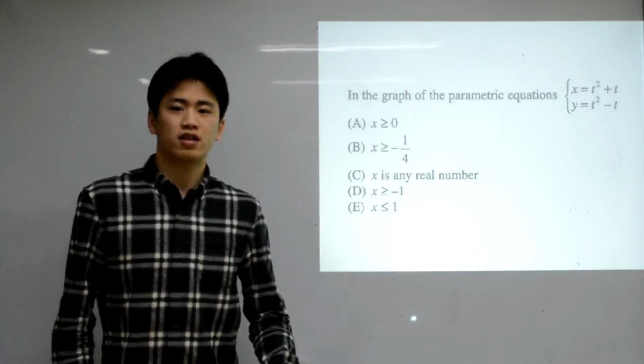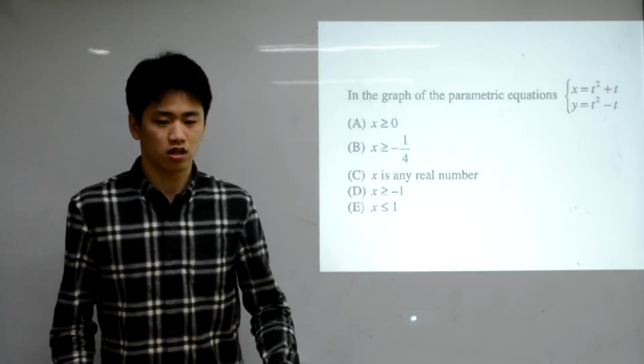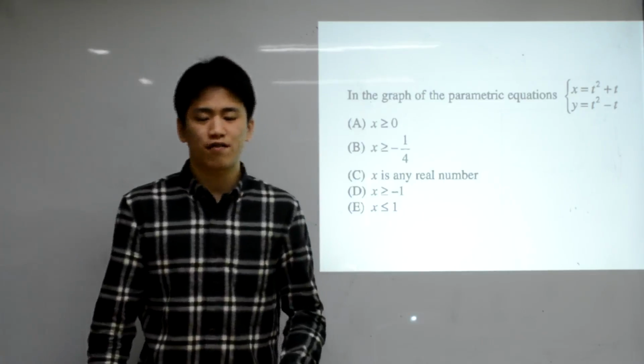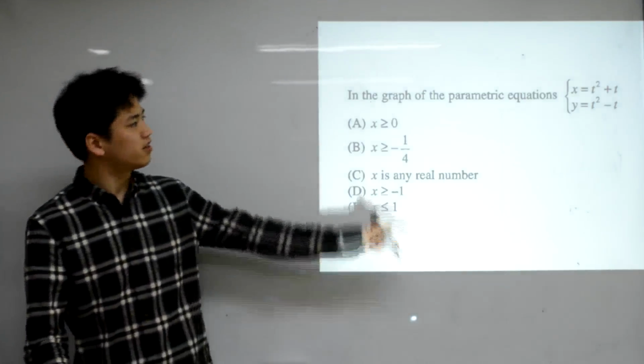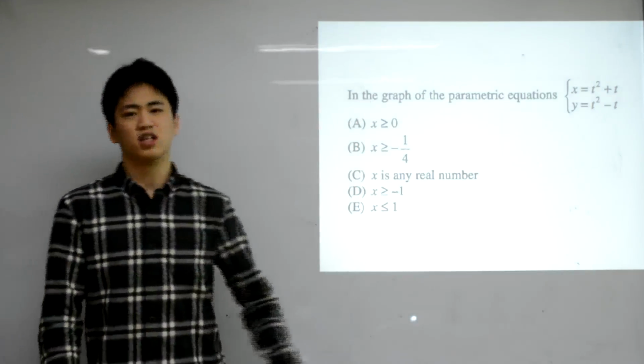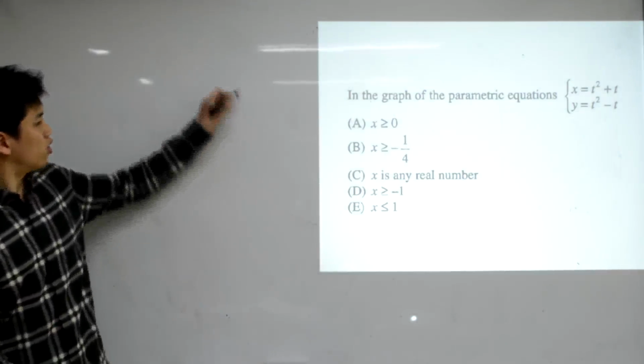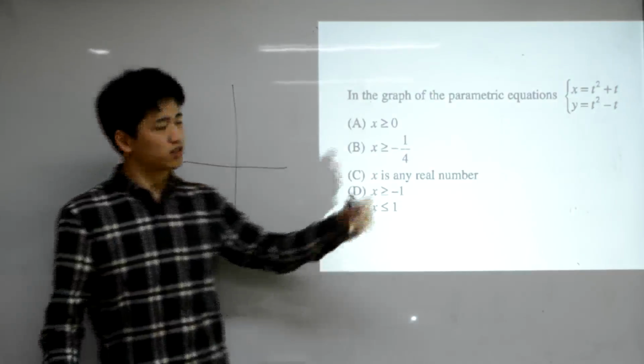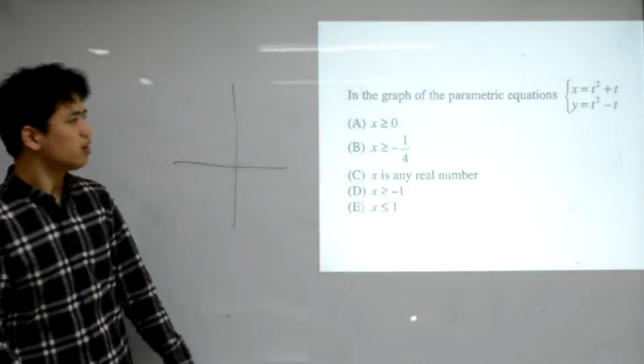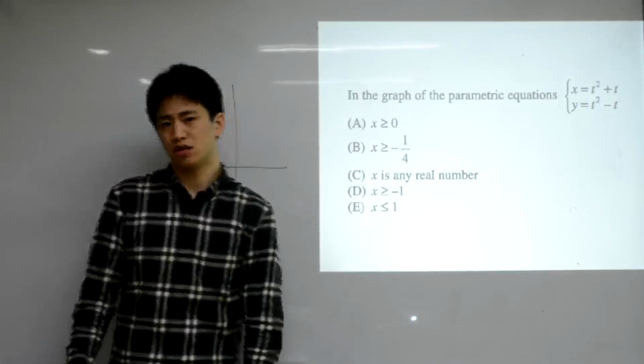So there are only 3 exercise questions in today's lecture. And the first one says, in the graph of the parametric equations, and then it gives a bunch of conditions for x. So you can draw this using your graphics calculator. Let's just put in a couple of values to see what it looks like.